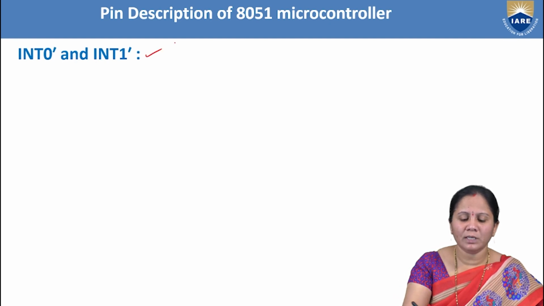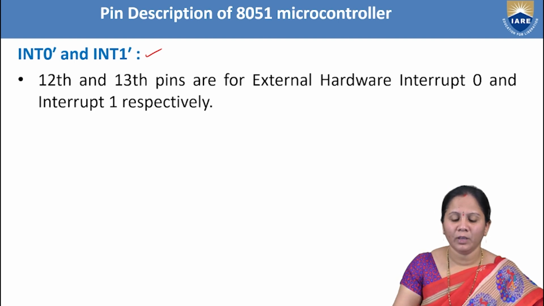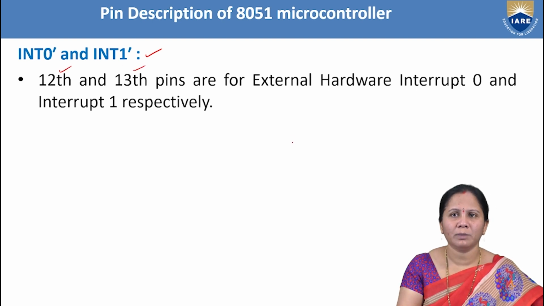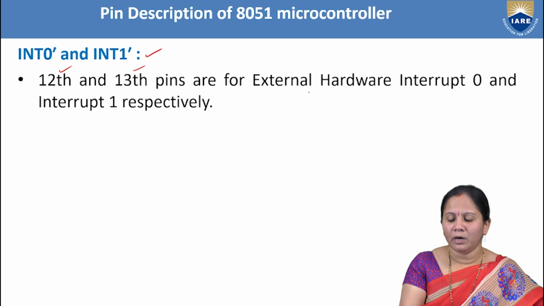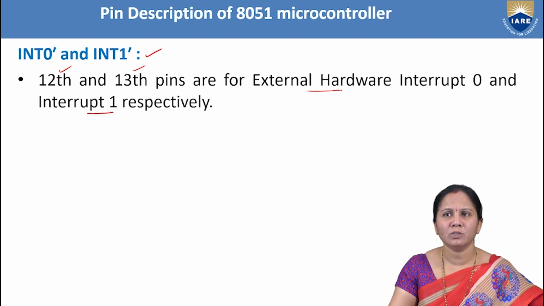And another control signal is INT0 and INT1. These are the 2 interrupt signals which will be communicating with external devices. The microcontroller connects to the external devices by using these 2 signals only. In the pin diagram, the 12th and 13th pins are these two interrupt signals. External hardware interrupt 0 and interrupt 1 can be generated through these signals only.